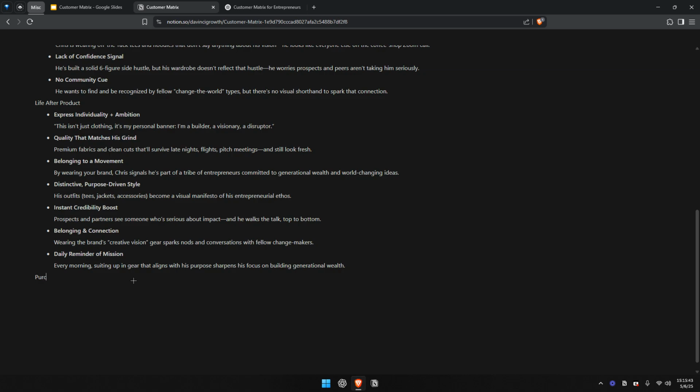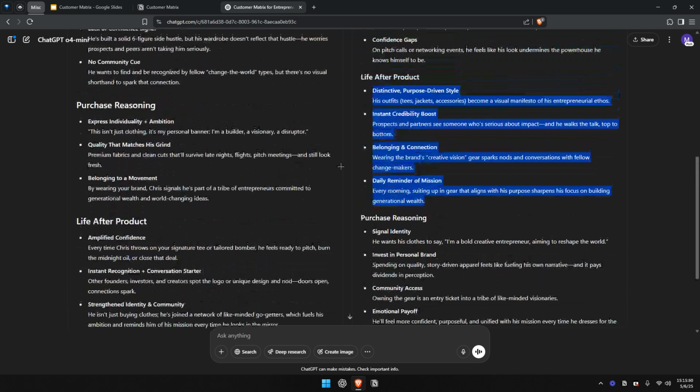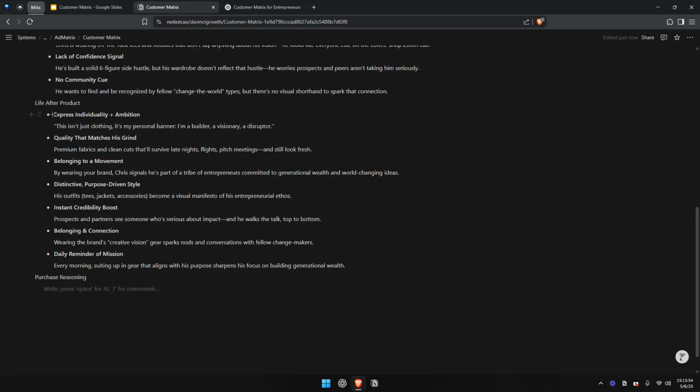And then purchase reasoning, which honestly makes more sense to be in the middle. I like the way it did that. I usually put it at the end. I mean, it doesn't really matter where you put it, but oh wait, hold on. I messed that up. This one is purchase reasoning. So what are these first 3 bullet points?